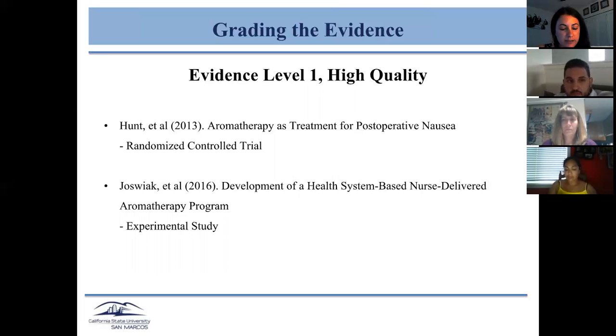These two studies were graded at evidence level 1 in high quality because they included experimental studies, controlled studies, and systematic reviews that had consistent, generalizable results, definite conclusions, and recommendations.